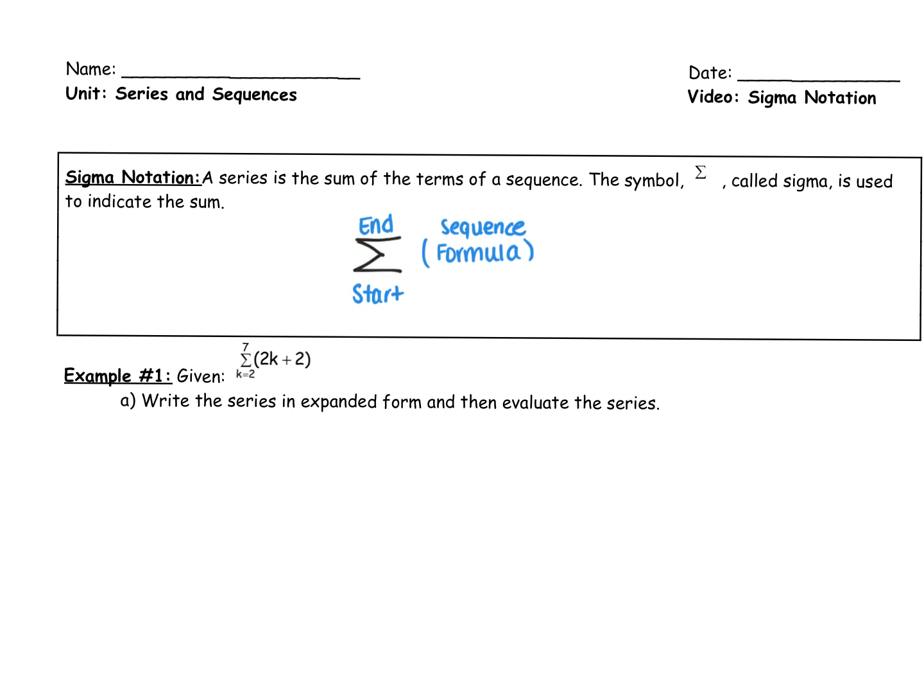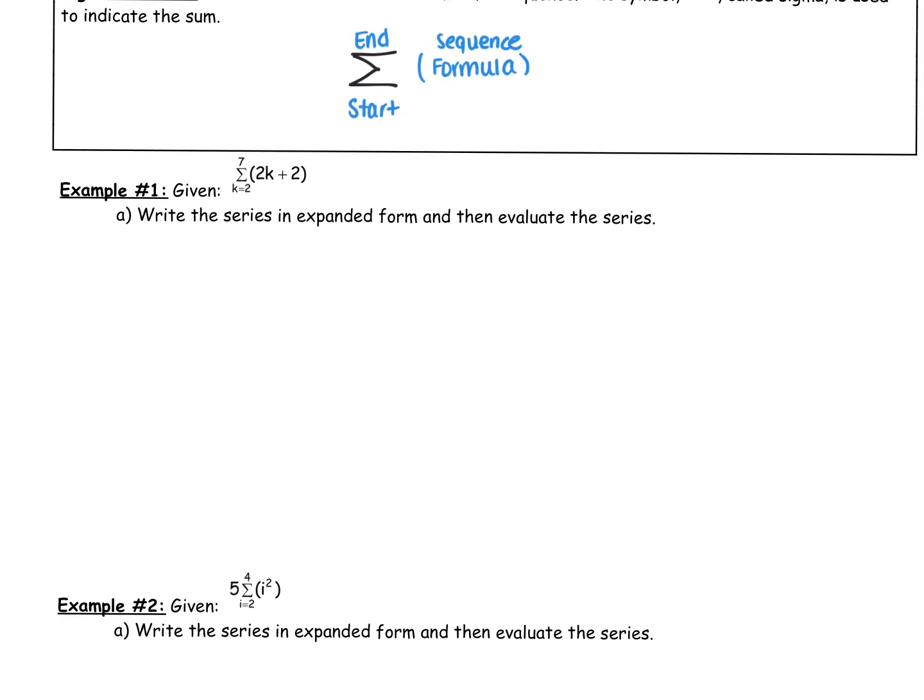So basically, here's an example. It says, given this formula, write the series in expanded form and then evaluate the series. When I say series, what I'm talking about is a sequence that uses plus or minus in between so that we can add them up. So for example, let's scroll down here a little bit.